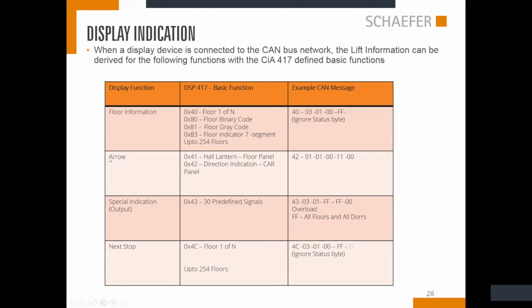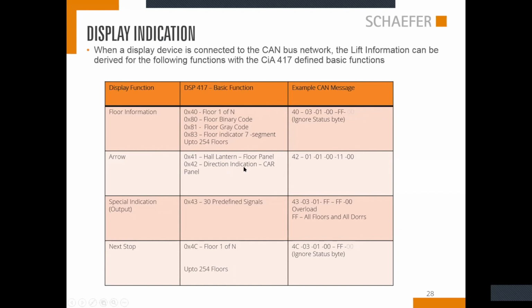And for arrow indication, there can be two kinds of arrow. So there can be arrow in the core, and there can be arrow in the floors. For the floor arrows, the basic function is 0x41, and for the core panel, the arrow indication is 0x42. And each of the IO panels or the TFD should be configured based on its location. Is it in the core or is it in the floor?